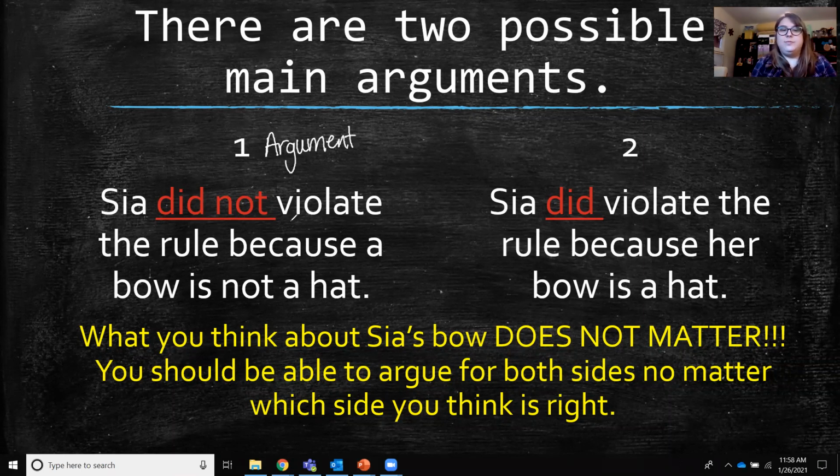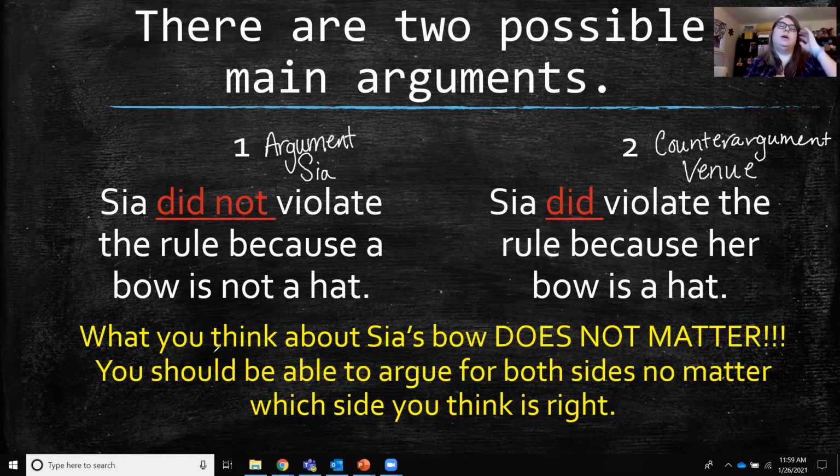That she did not get in trouble. She should not get in trouble because she did not violate the rule. So this is the argument, and this means that you are on Sia's team. The second argument that we could make, the counter argument, is that she did violate the rule because her bow is a hat. Remember, every argument has two sides, the argument and counter argument. If we argue this one, we are arguing for the side of the venue, that she should be in trouble because the bow counts as a hat.